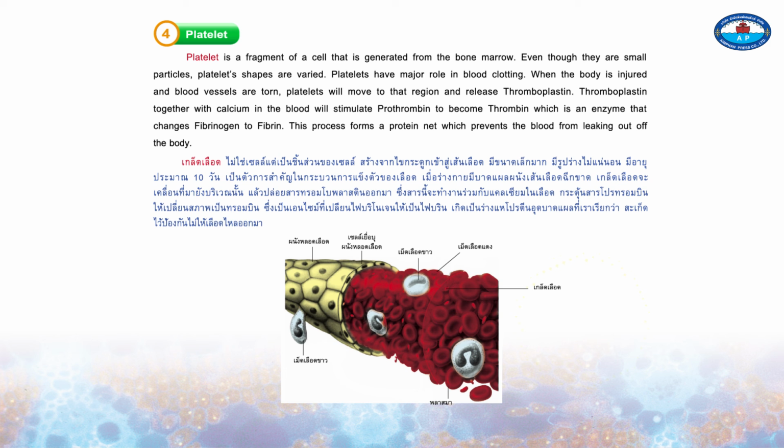When the body is injured and blood vessels are torn, platelets will move to that region and release thromboplastin. Thromboplastin together with calcium in the blood will stimulate prothrombin to become thrombin, which is an enzyme that changes fibrinogen to fibrin. This process forms a protein net, which prevents the blood from leaking out of the body.